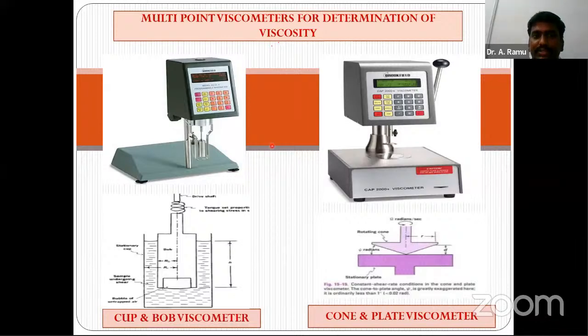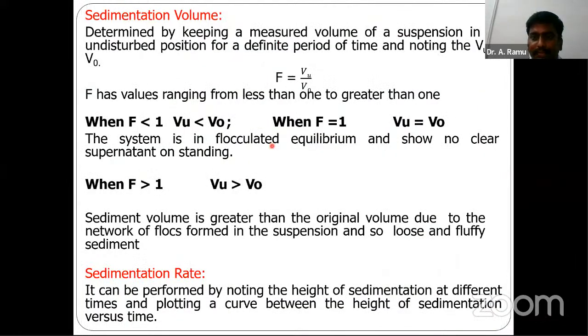And the next test is sedimentation parameters. In sedimentation parameters, we can determine sedimentation volume, sedimentation rate, degree of flocculation, and redispersibility of the suspension. So what is sedimentation volume, and how can it be determined?